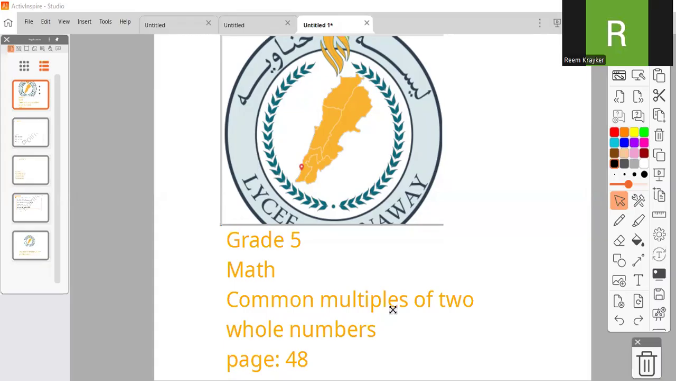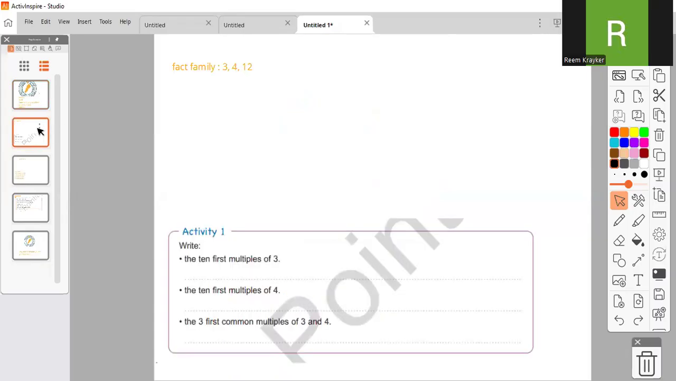As you see here, we are going to start with a new lesson, which is common multiples of two whole numbers. First of all, let's recall from grade 4 what are the fact family of 3, 4, and 12.